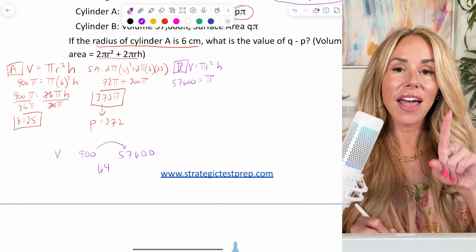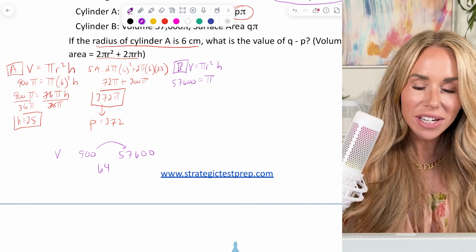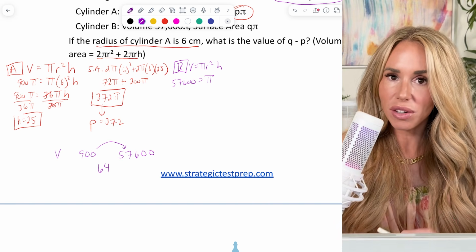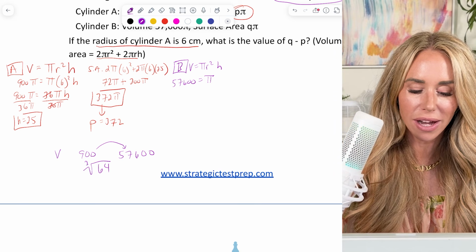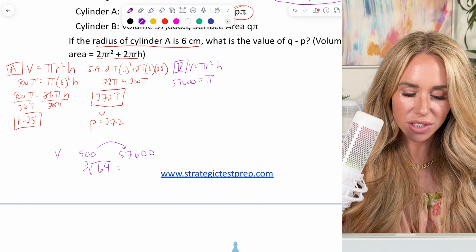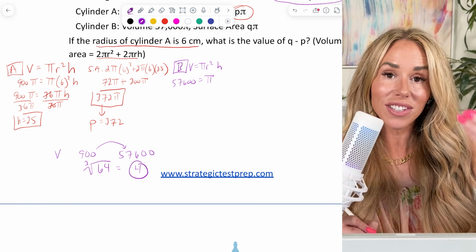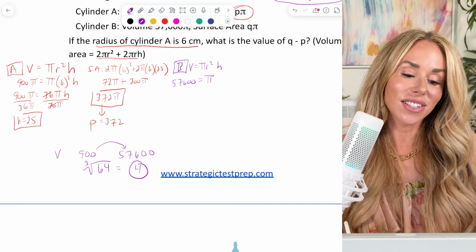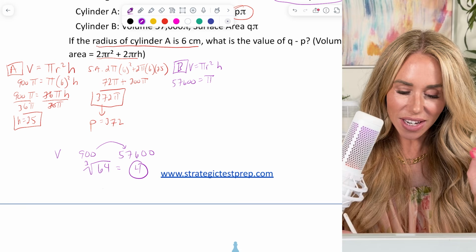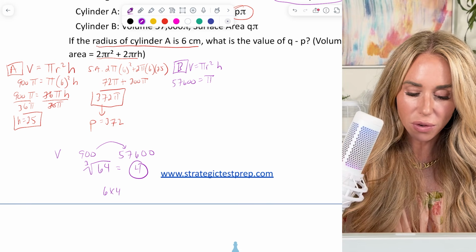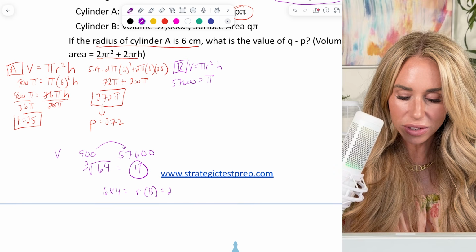Here's the thing. That is a three-dimensional scalar multiple because volume is 3D. What we need to do to get the actual scalar multiple for lengths, which is one-dimensional, is we have to cube root that. So the cube root of 64 is 4. That means the radius is 4 times bigger than cylinder A's radius. So if cylinder A's radius is 6, we're going to do 6 times 4. So the radius of B is going to be 24.